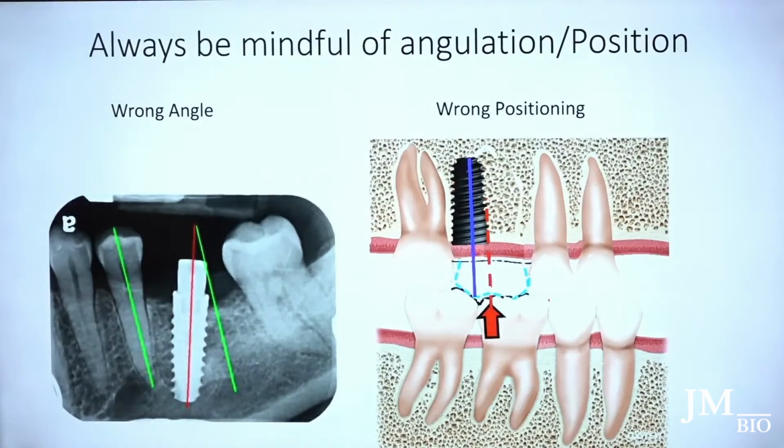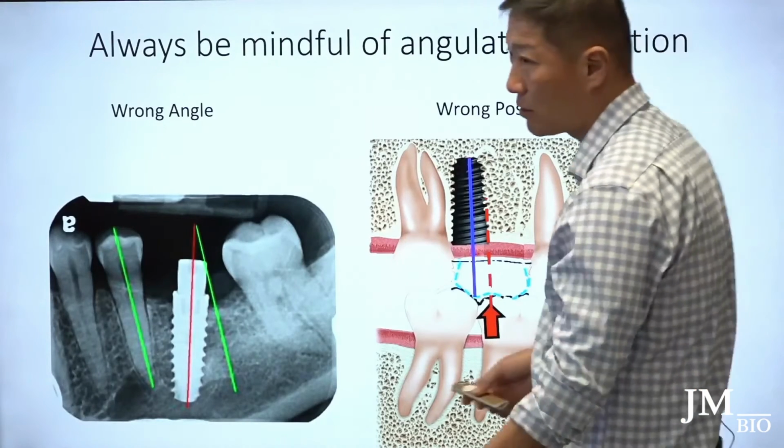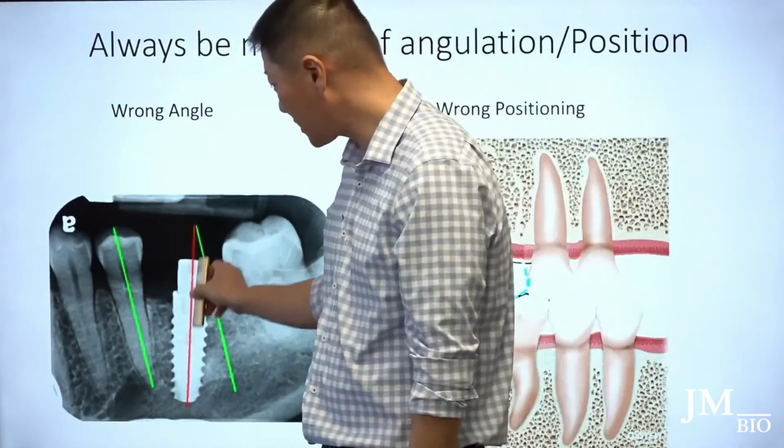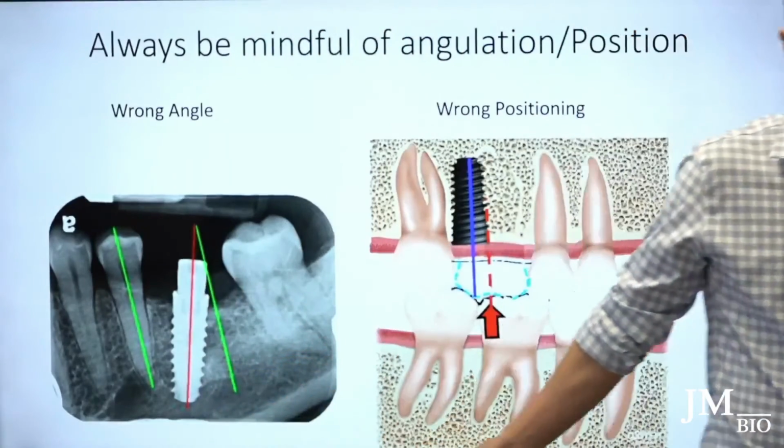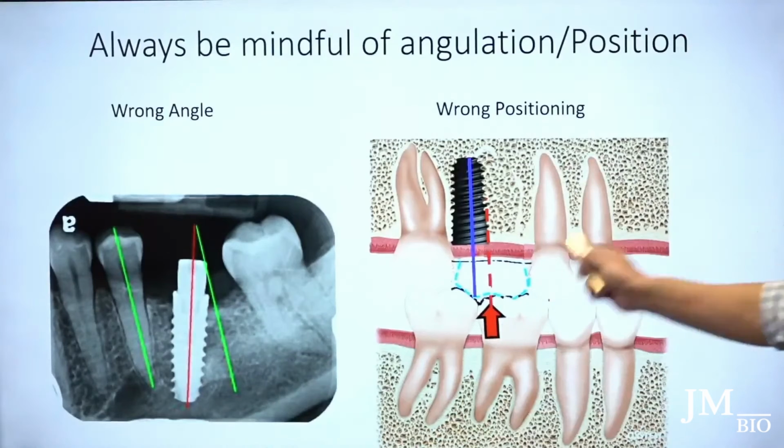Teeth always have a mesial tilt. Teeth have a natural mesial tilt. We talked about this last time. This is a very common mistake that happens to beginner implant placers. So this happens super commonly.